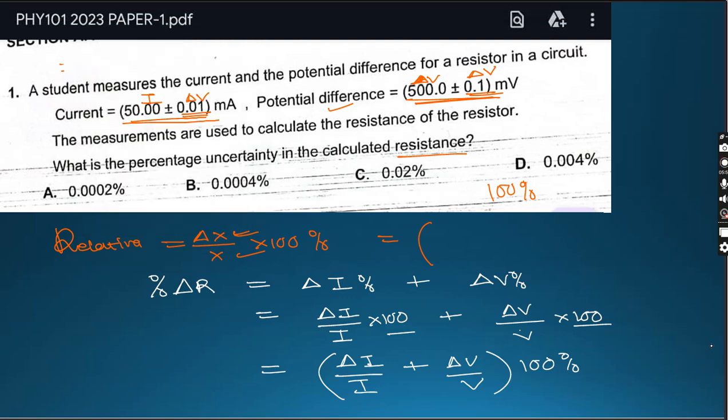So delta I, guys, is 0.01. Then we are going to divide by 50, so 0.01 over 50, plus 0.1 over 500. Then we are multiplying by 100. So 0.01 we divide by 50. What are we getting?